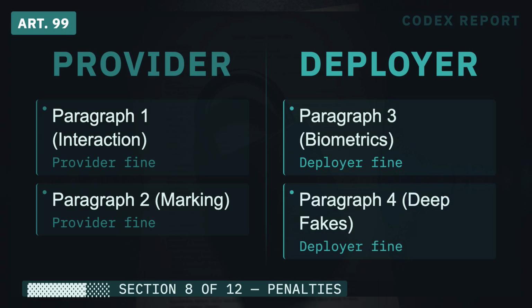The enforcement mechanism operates through national market surveillance authorities and national competent authorities, with the AI Office providing coordination at the union level. Member states are required to lay down rules on penalties without delay and at the latest by the date of entry into application, by August 2, 2026.